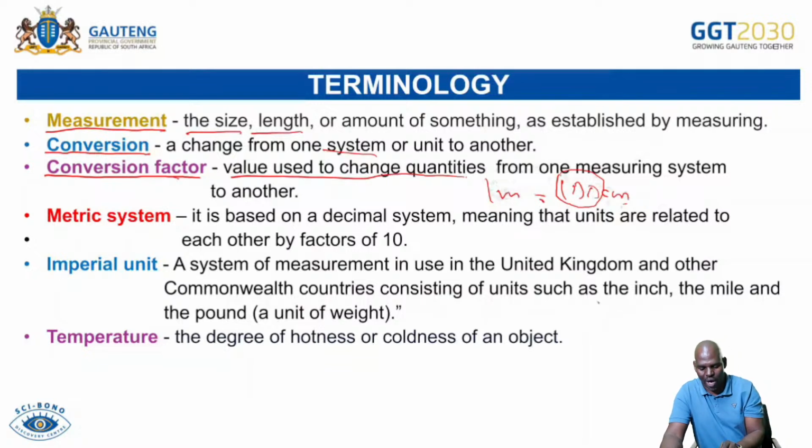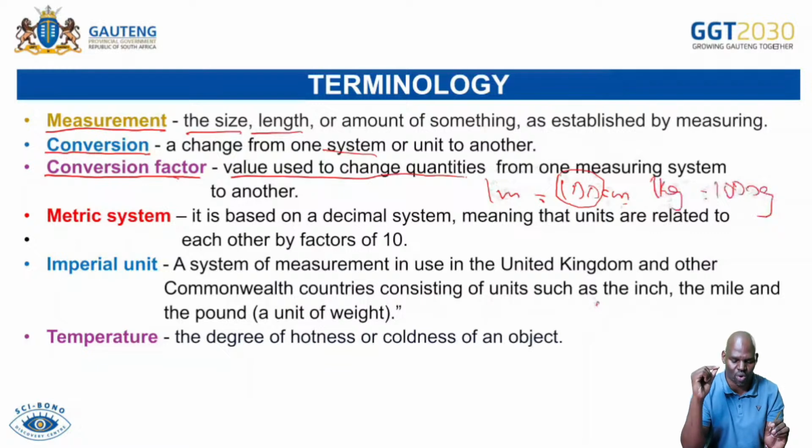If I say 1 kilogram equals 1,000 grams, then 1,000 is the conversion factor. So I need to know what I am going to do with the 1,000. If I convert from a kilogram to a gram, I multiply by 1,000. If I convert from gram to a kilogram, I divide by 1,000. So therefore, 1,000 is a conversion factor.